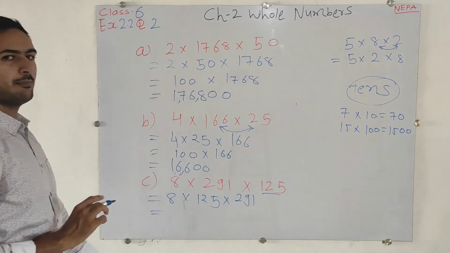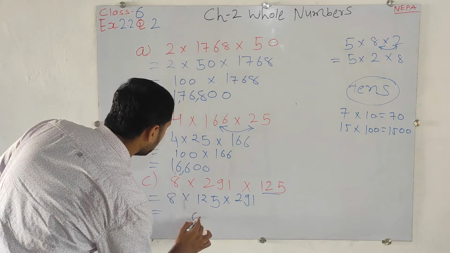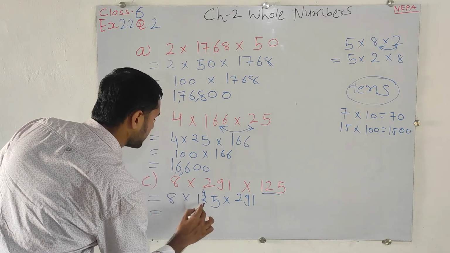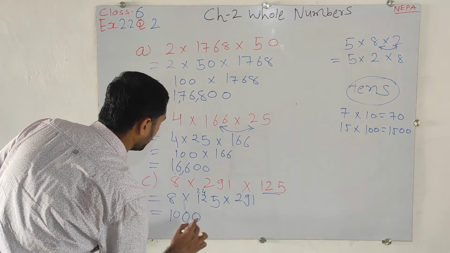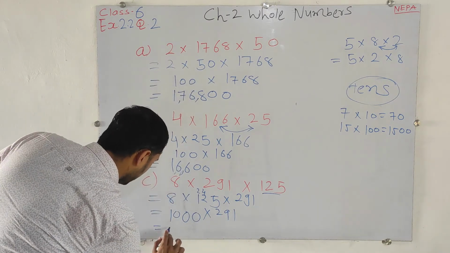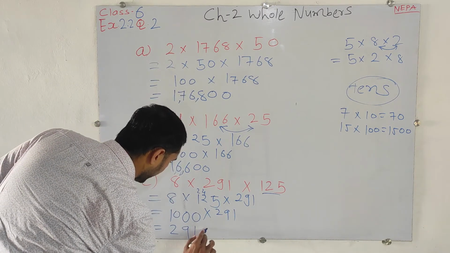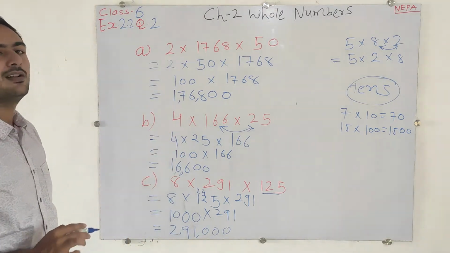Now 8 multiplied by 125, let's do the multiplication. 8 fives are 40, 4 carry. Now 8 twos are 16, 16 and 4 is 20, 0, 2 carry. 8 ones are 8 and 2, 10. So here we got the answer 1000 multiplied by 291. So the answer will be 291 and 3 zeros from 1000. So the answer is 2,91,000.